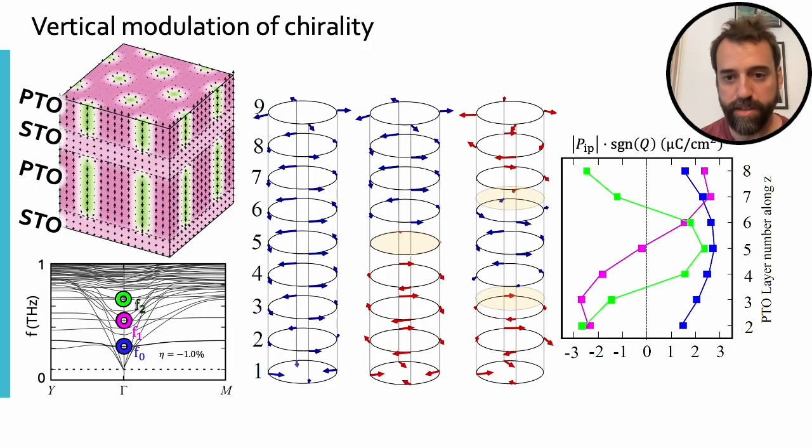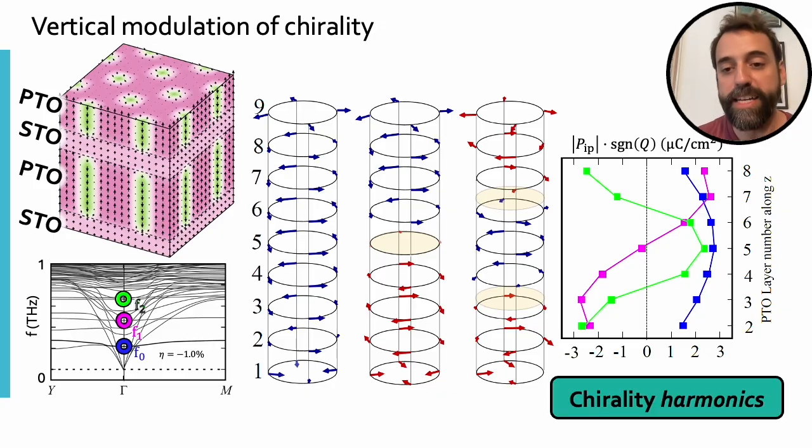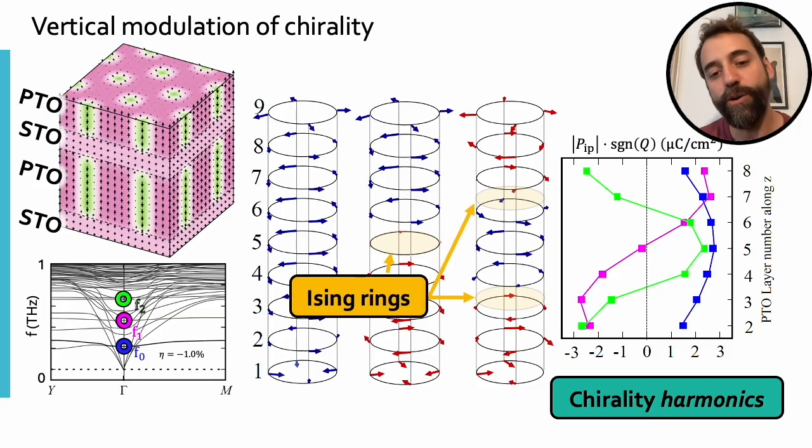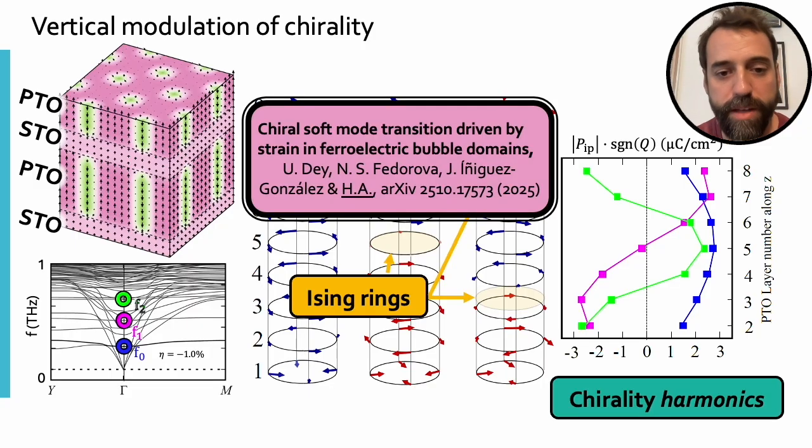And actually, if you plot the amplitude of this in-plane component of these chiral modes, what we find is that they look very beautifully like the harmonic modes of a resonant cavity. So I guess you could call these things chirality harmonics. And the nodes in which the chiral order goes to zero and then changes sign, we propose to call them Ising rings, because they correspond to Ising domain walls which have a ring shape. Now for more details, please check out our preprint.